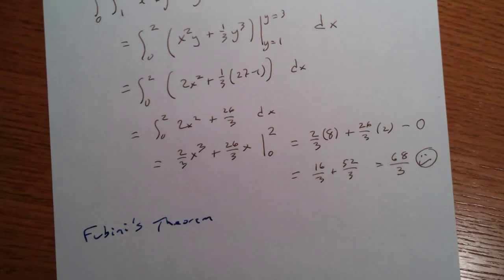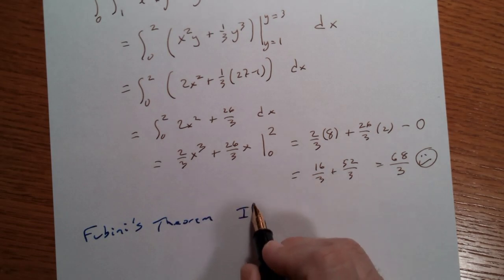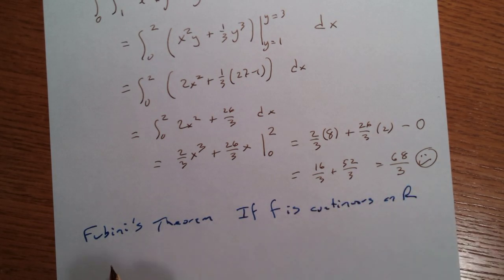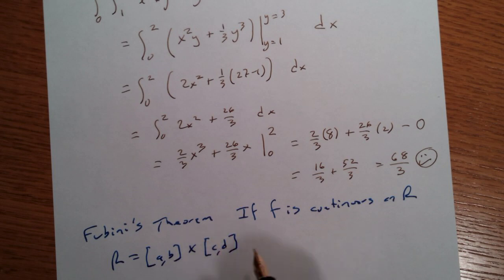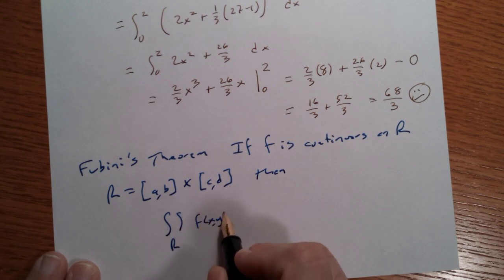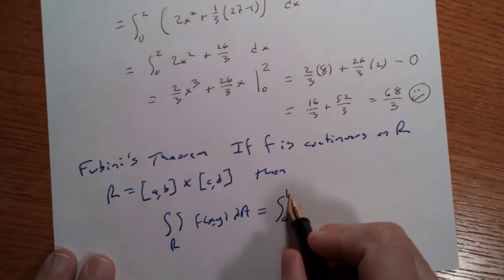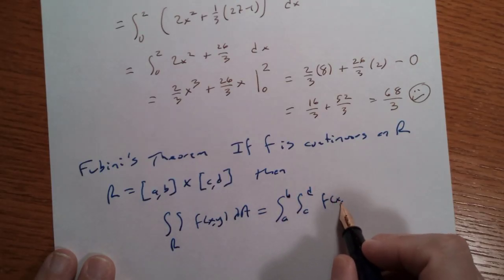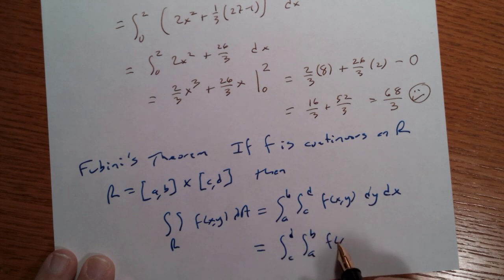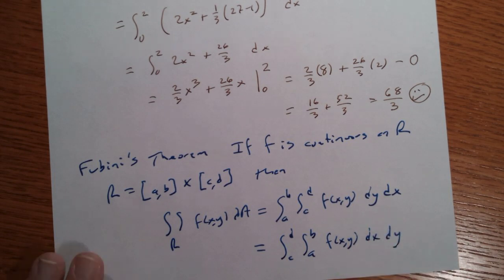I'm going to use this name a lot moving forward. Fubini did a lot of work here. If f is continuous on the rectangle R, which goes from A to B in X and C to D in Y, then the double integral over R, f of xy dA, is equal to the integral from A to B, the integral from C to D, f of xy dy dx, and is equal to the integral from C to D, integral from A to B, f of xy dx dy.